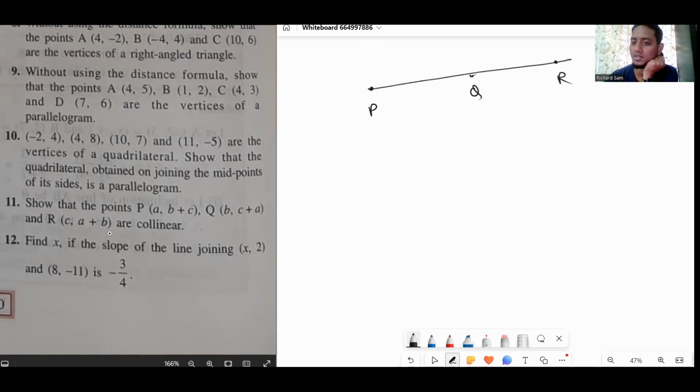5 more seconds. Think, think, think. No, we don't know where the Q is. It might be here, it might be there. So we don't know the ratio. We don't know if it's midpoint. We just know that they're in a straight line.